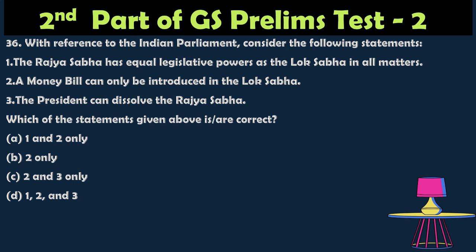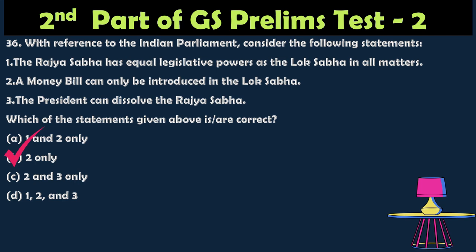The correct answer is 2 only, because the Rajya Sabha has equal legislative power except in money bills, and also a no-confidence motion can be moved only in the Lok Sabha, because the Lok Sabha has the ruling party, that is, the majority. So statement 1 is incorrect. A money bill can only be introduced in the Lok Sabha, under Article 110 of the Constitution.